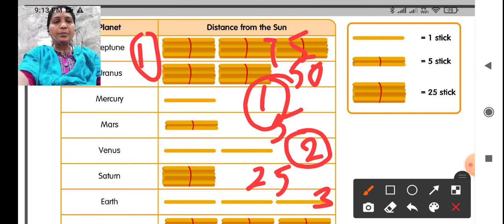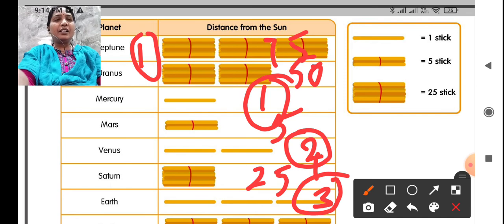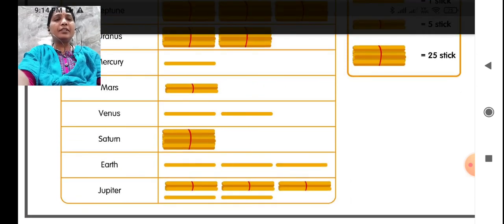And the next position is Earth, where we are living. So greenery and water source is available. So our Earth is taking 3rd position. And the next one is here. I will just scroll the picture. After Earth, Jupiter is also having 2 sticks, so it is taking the next place.